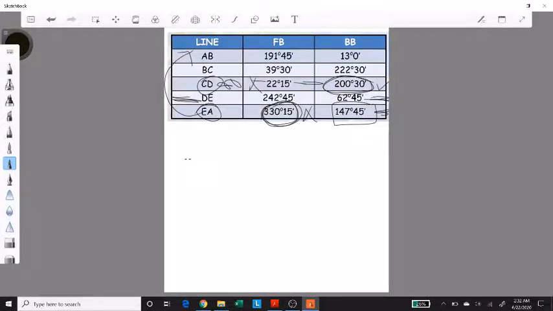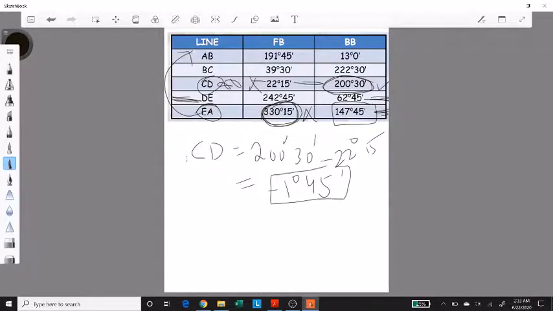So first we have to see that for the line CD, in the values that we already have, what is the error? So 200 degrees 30 minutes minus 22 degrees 15 minutes. It should be 180, and it comes out to be different than that, and that value is negative 1 degree 45 minutes. So this is the correction that we have to apply at the point C.